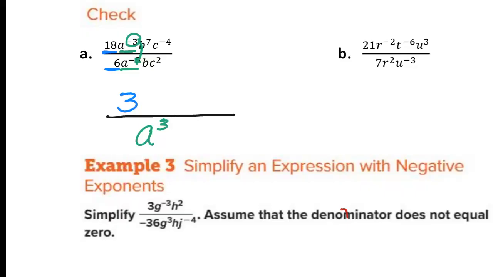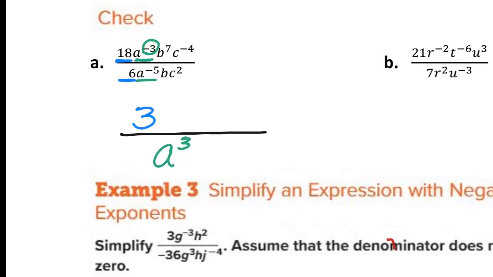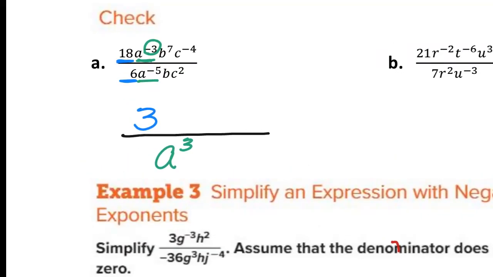And then I see that a to the negative 5 doesn't like to be in the bottom part of that fraction. So that's going to get moved to the top. And I'm going to remove that negative sign on the exponent.